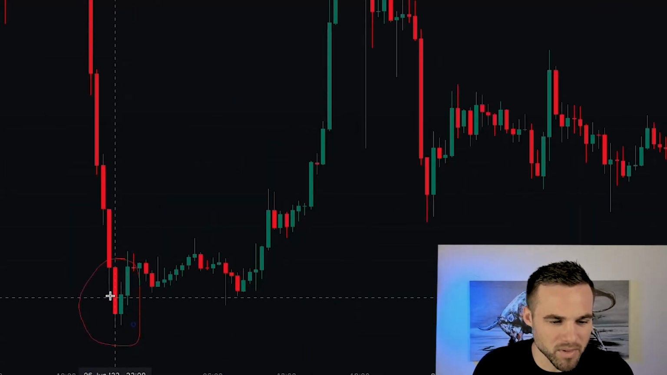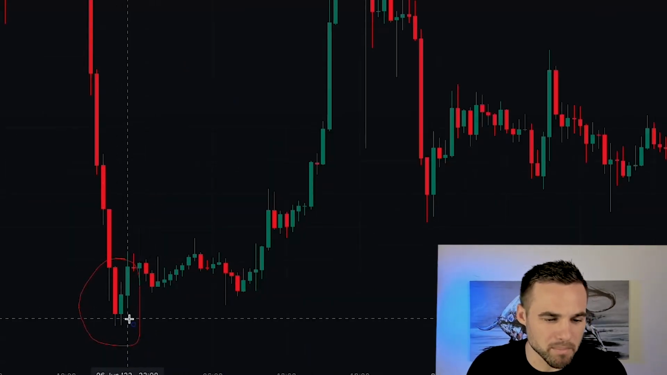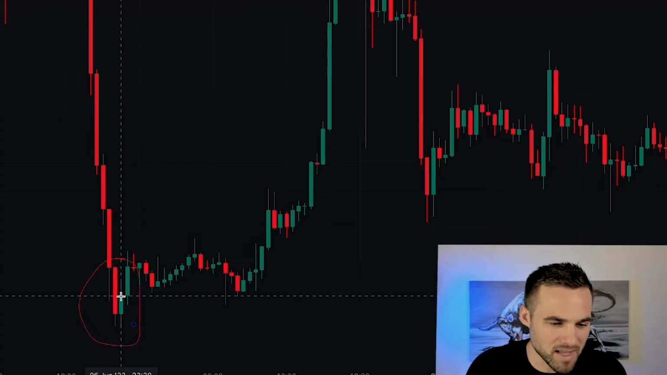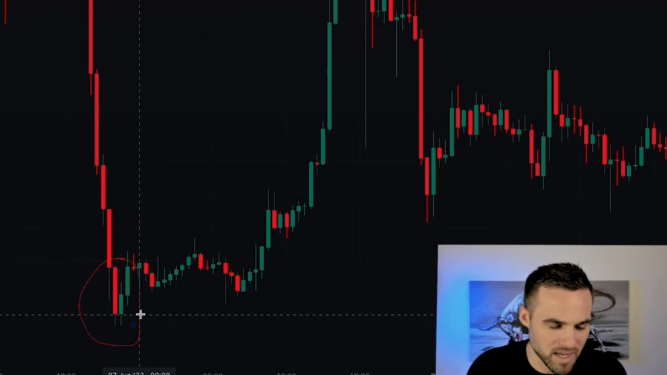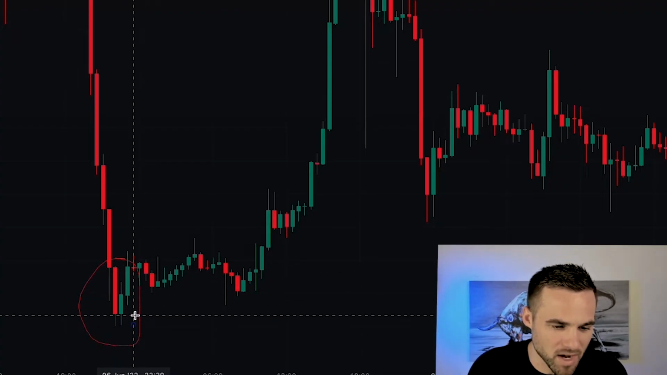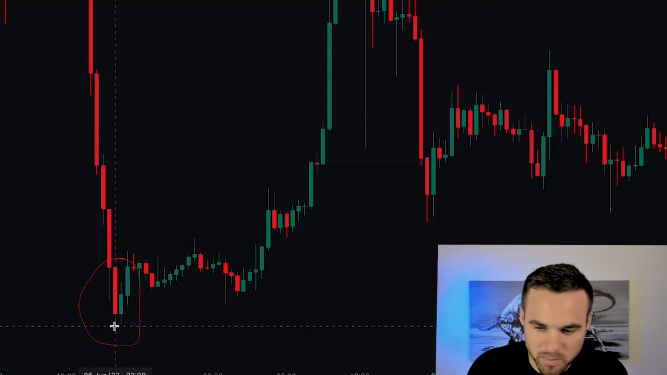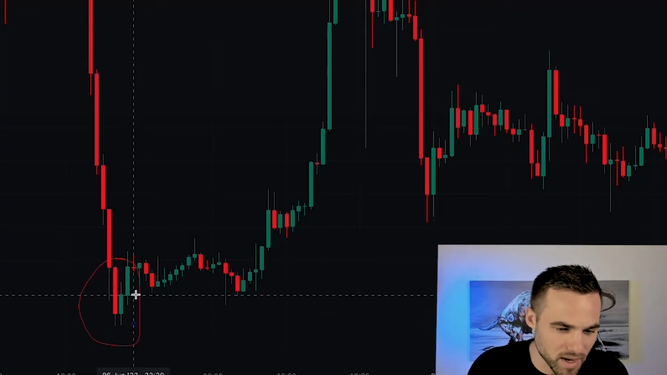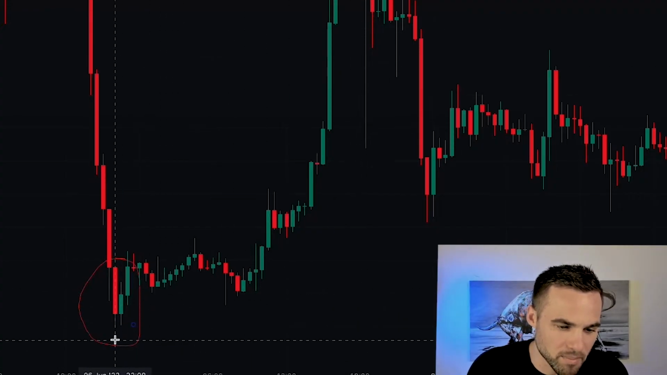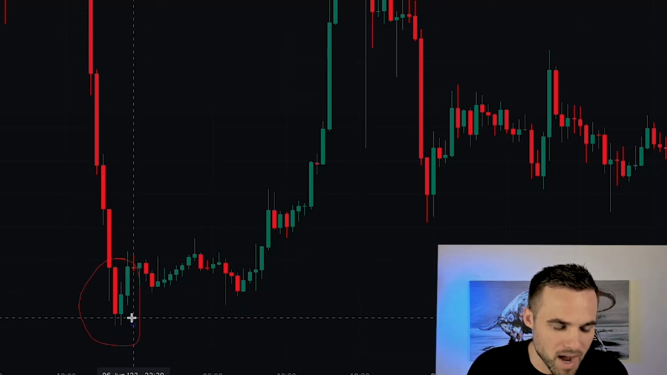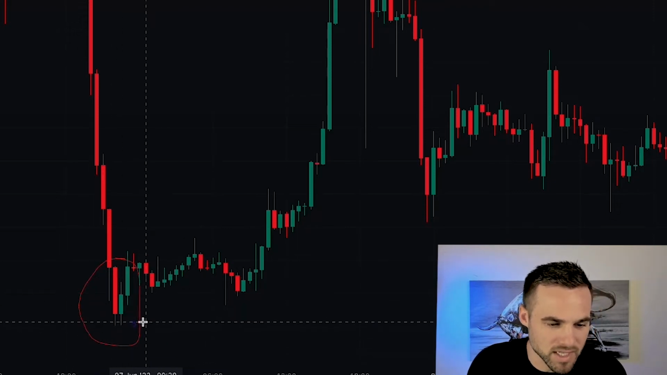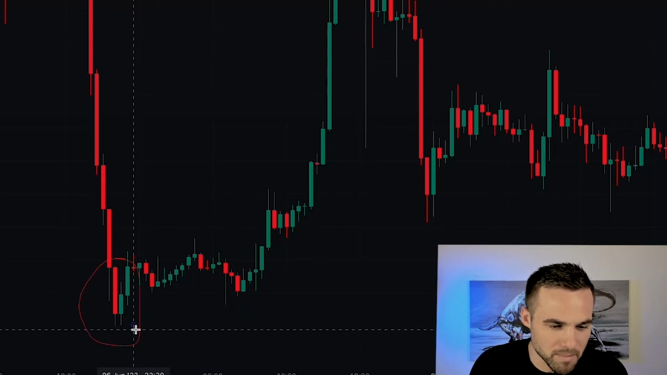Here's another example of what could be a tweezer bottom. You can see that the body lengths aren't exactly the same, and you don't often find them exactly the same, but you can see these wicks are about exactly the same, meaning that they tried to push down to this price here, and price ended up reversing all the way up. So the tweezer bottoms and tweezer tops are really powerful signals. You want to look for these wicks to be about the same.